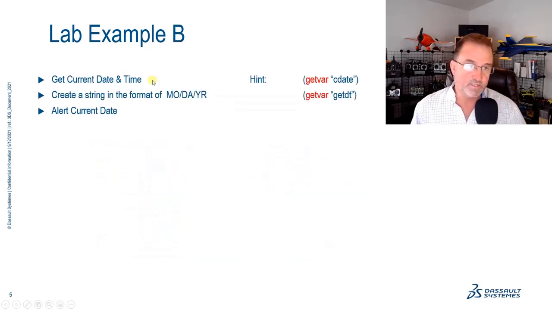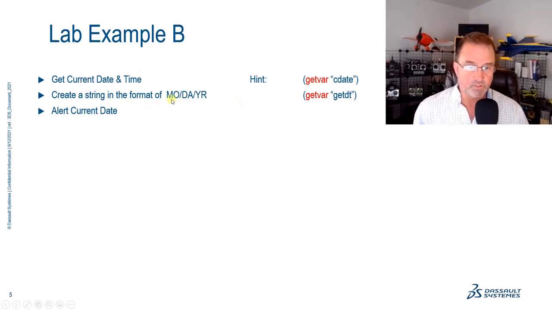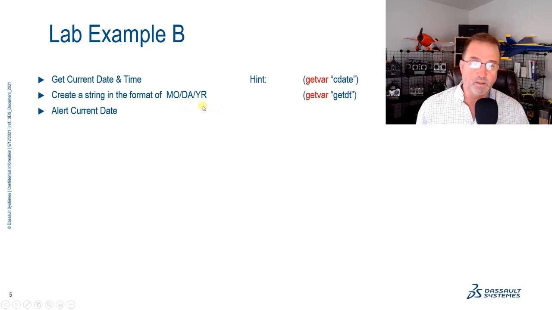And the second example that I gave you was basically taking that date, that CDATE that we picked up that was a numerical value, and converting it into a format that is your preference. Maybe it's month, day, year. Sometimes we use year, month, day, depending on, in certain countries we have different formats.